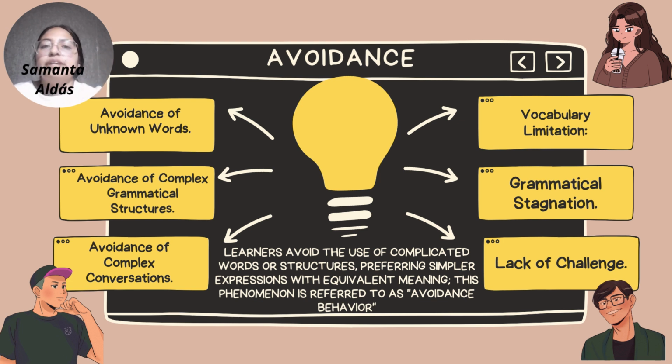Avoiding difficult words can limit the learner's vocabulary growth, preventing them from learning and using more precise and enriching terms. The other, grammatical stagnation. Avoiding complex grammatical structures prevents the development of advanced grammatical skills, which can affect the fluency and accuracy of speech and writing. And finally, lack of challenge. Overcoming linguistic challenges is essential to progress. Avoiding difficulties can lead to stagnation in learning.